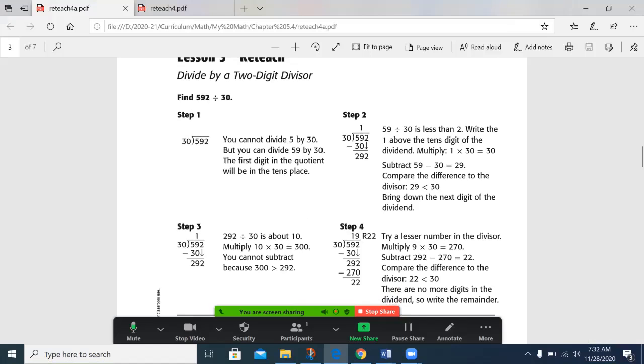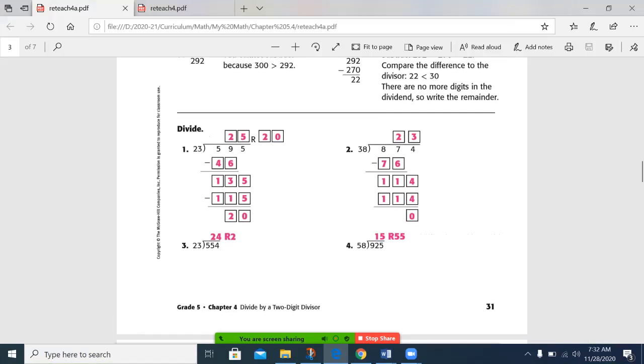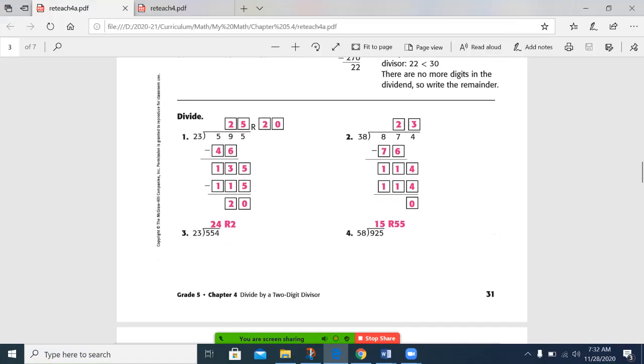Begin by reviewing the answers to our last session. So if you want to compare what you had to what's here, this is a good opportunity. And what we had here, 23 went into 55 twice, which gave us 46. Subtract, we got 9, bring down the 4, 94. 23 went into 94 4 times with a remainder of 2. 58 went into 92 1 time. We subtract, we got a 34, bring down the 5. 58 went into that 5 times with a remainder of 55.